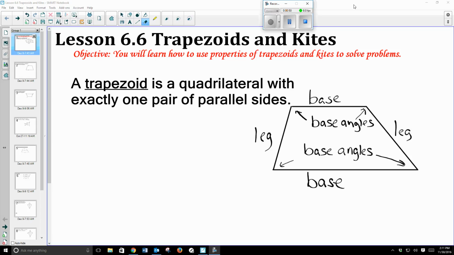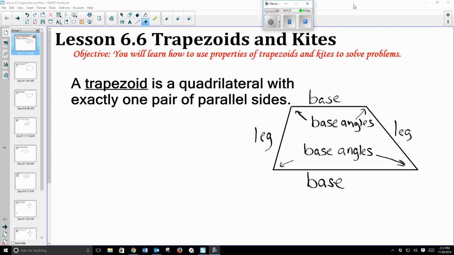The two sides that are parallel are your bases. The two sides that are not parallel are your legs. The legs and the bases form base angles. And the only thing that we really know about just a typical trapezoid is that, not really consecutive angles, but one of the base angles is supplementary to the base angle it's across from, not the base angle that makes the pair.